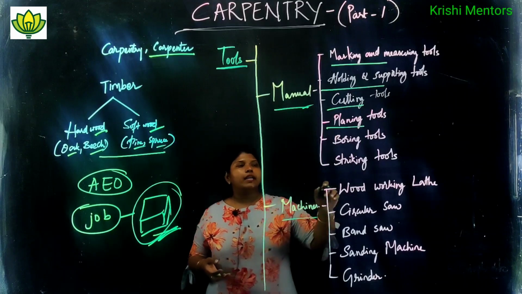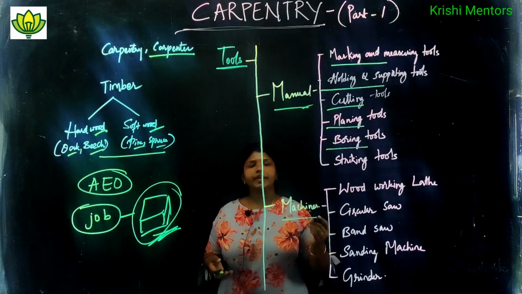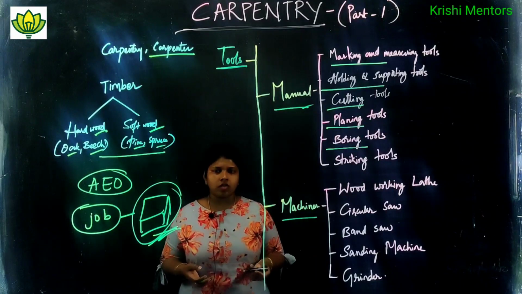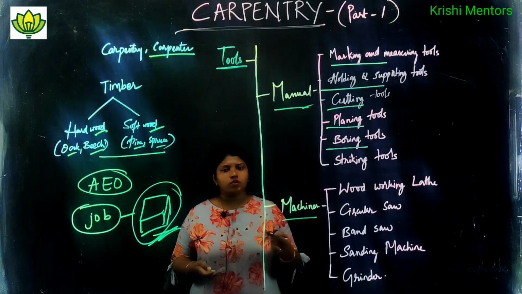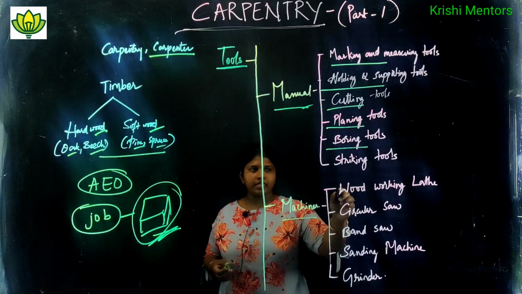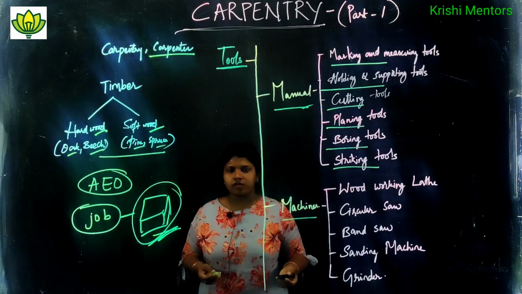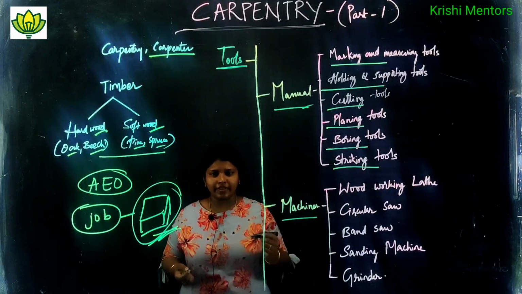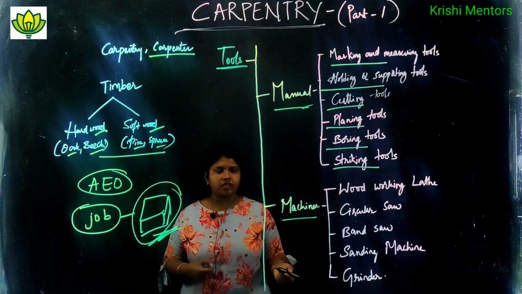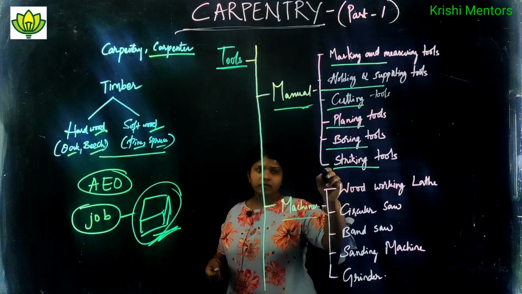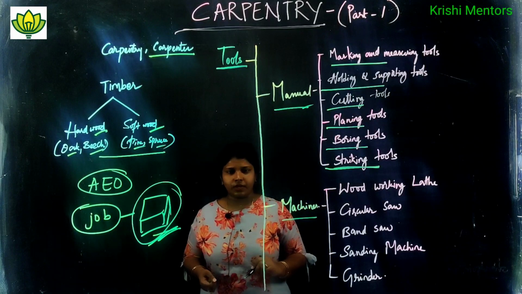Okay. And boring tools. Boring is nothing but drilling holes. So for this we need tools. Those tools are called boring tools. And striking tools. Hammers are striking tools. Striking is nothing but hitting, right? We need hammers here. That is the reason these are called striking tools.